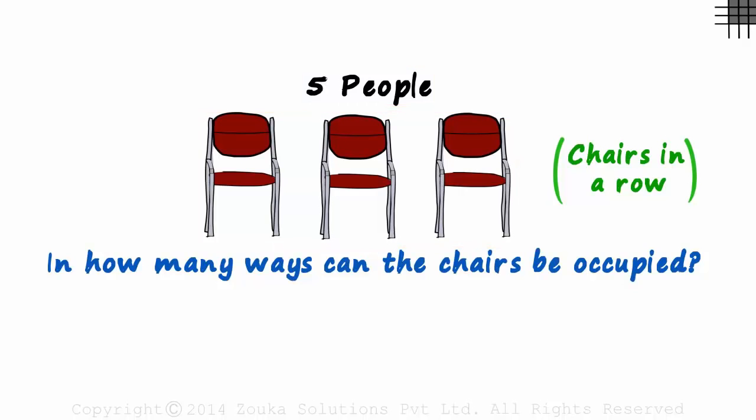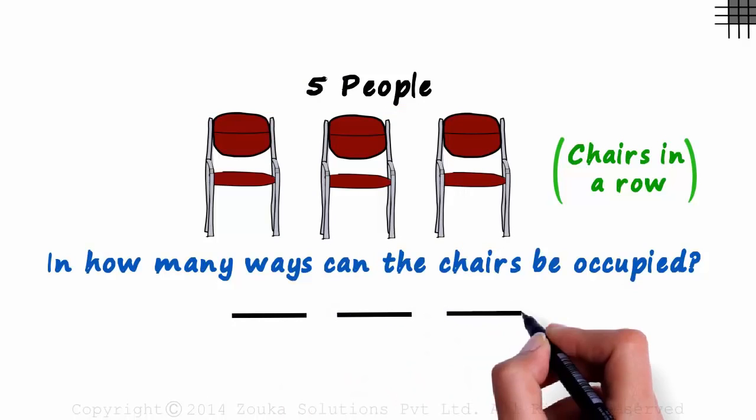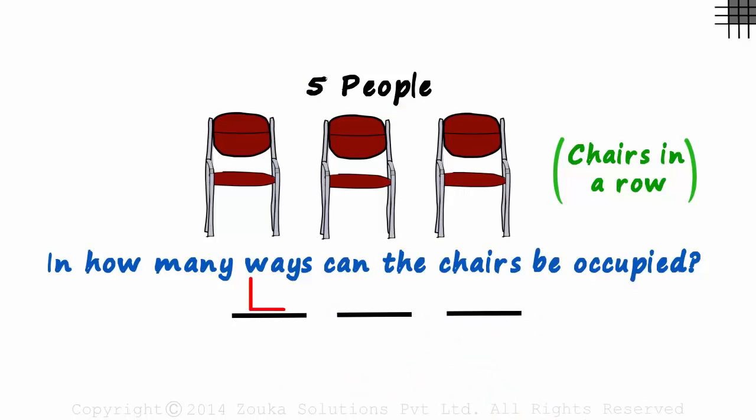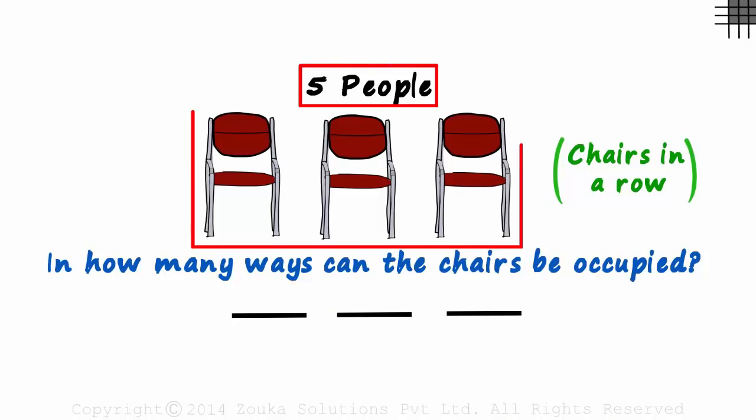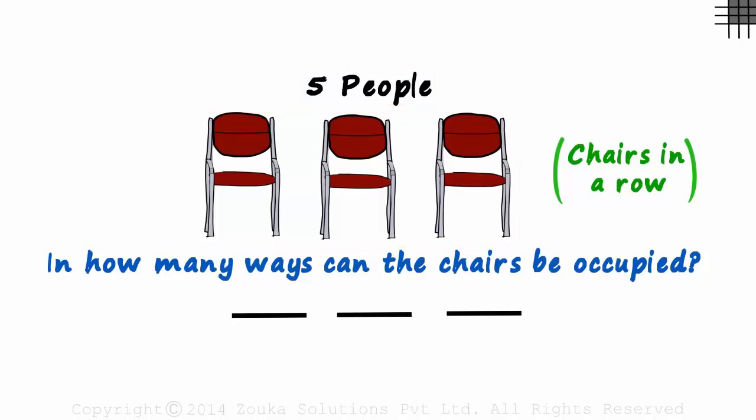So assume that these 3 chairs are like 3 slots. In how many ways can we fill the first slot? Understand the question well. If we have 5 people and all 3 chairs are empty, in how many ways can the first chair be occupied? It's logic. Any one of the 5 people can be seated on this chair. It's obvious. The chair can be occupied in 5 ways.